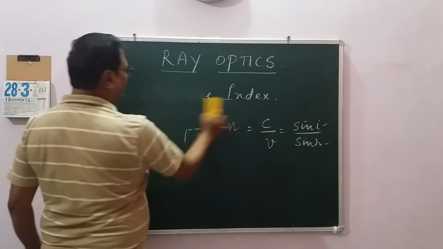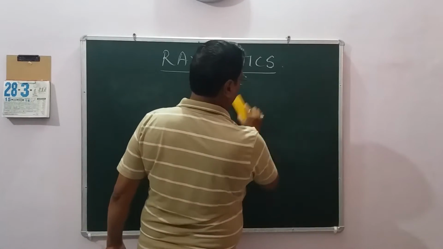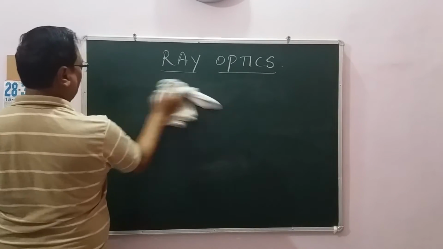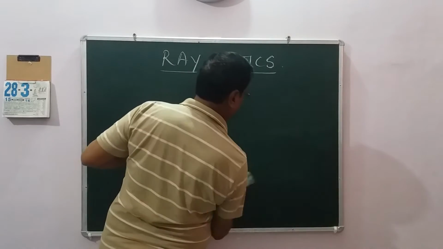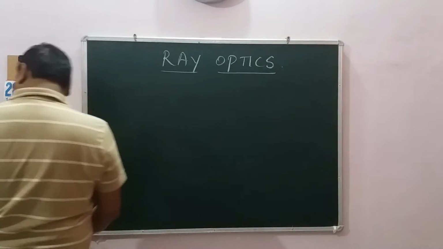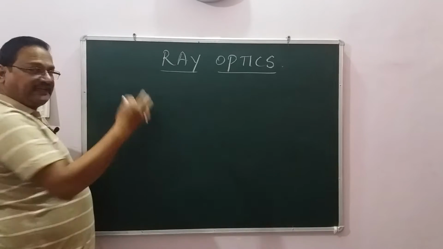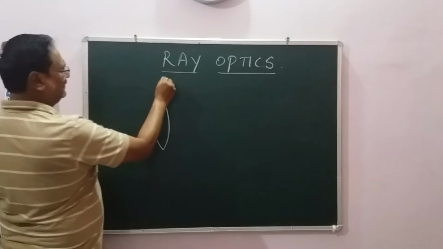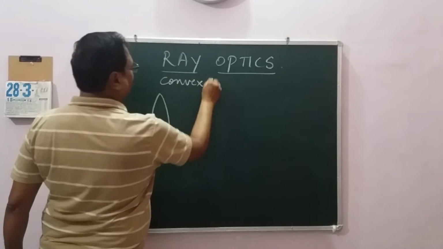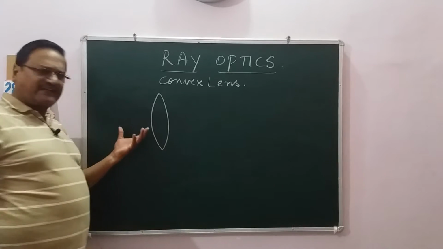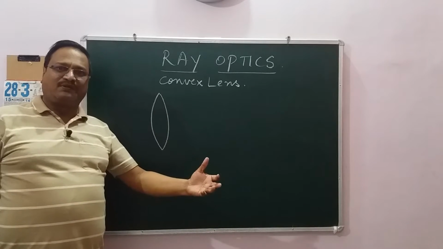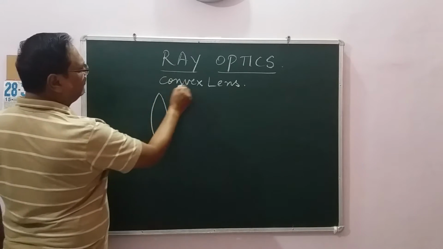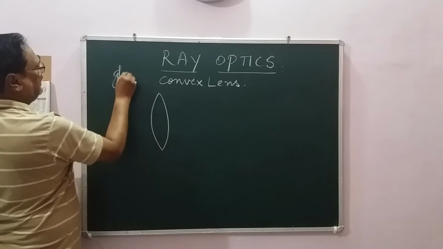Now, this refractive index plays a very important role. Suppose, for example, we take a lens, a spherical lens. We are talking about, let us say, a convex lens. See, I have taken a convex lens. You know, a convex lens is a converging lens, but there is a condition for that. Let us say the convex lens is made up of glass.